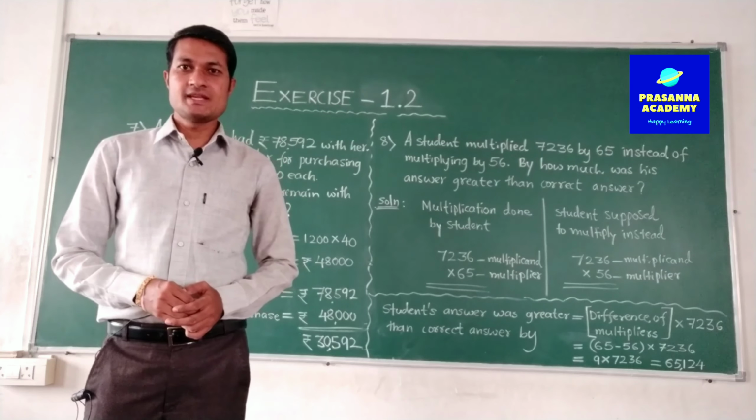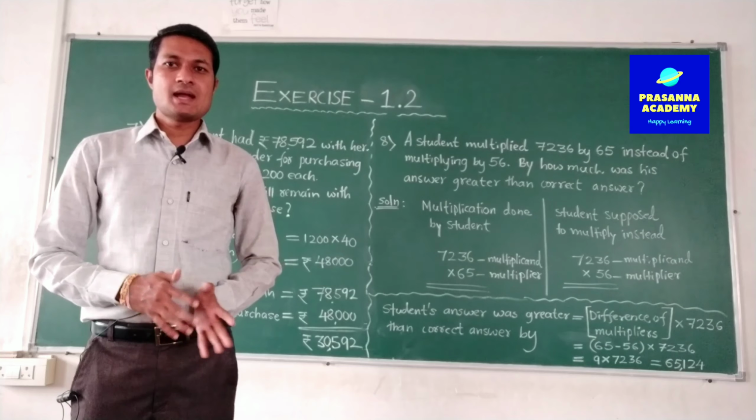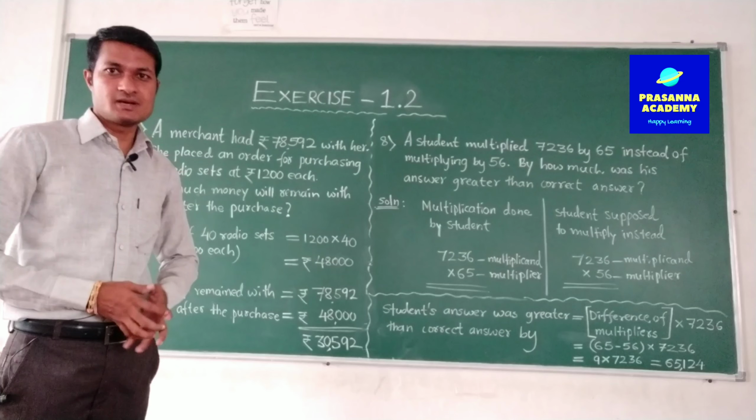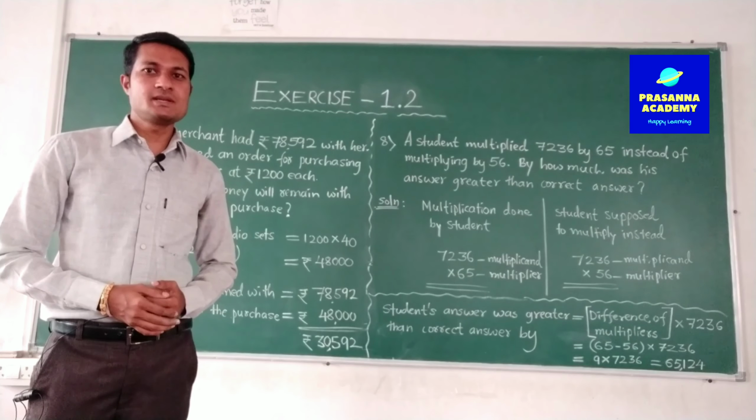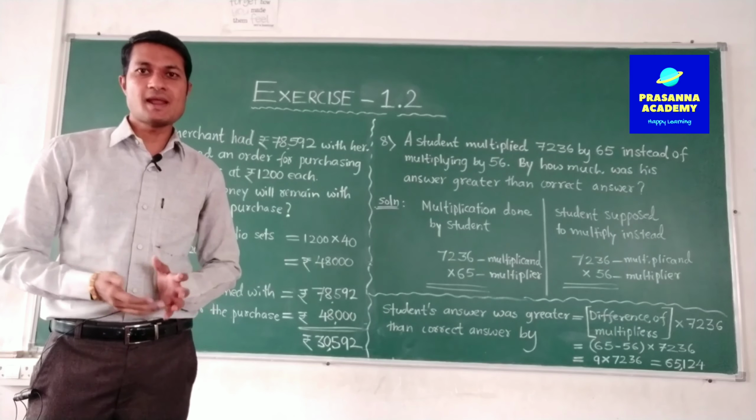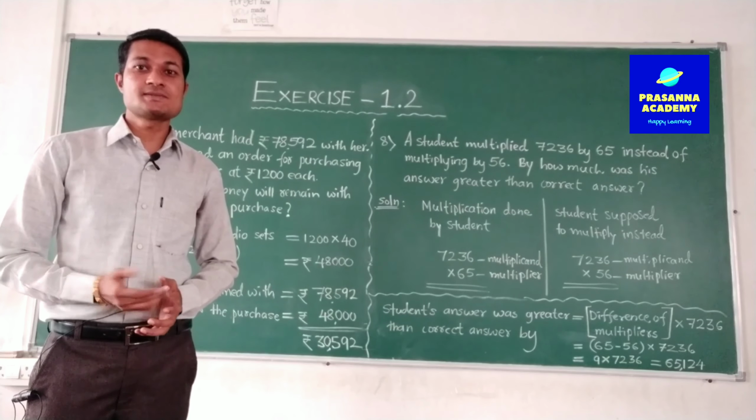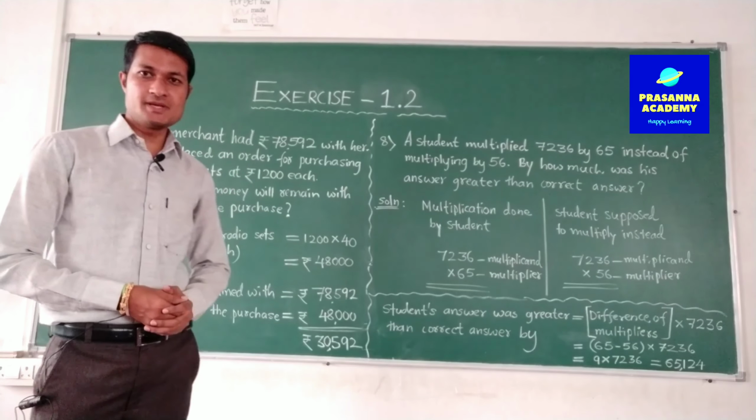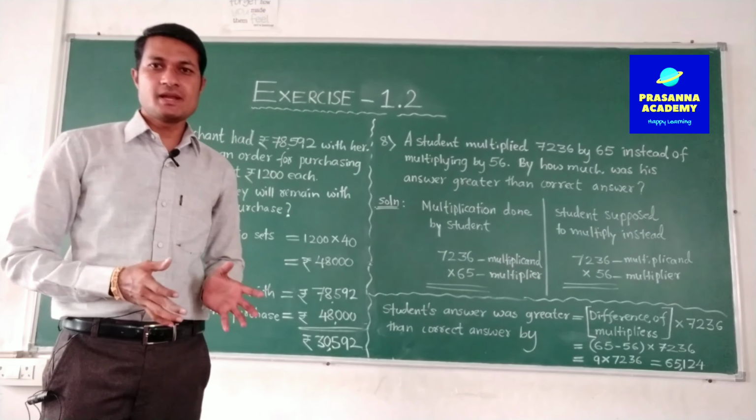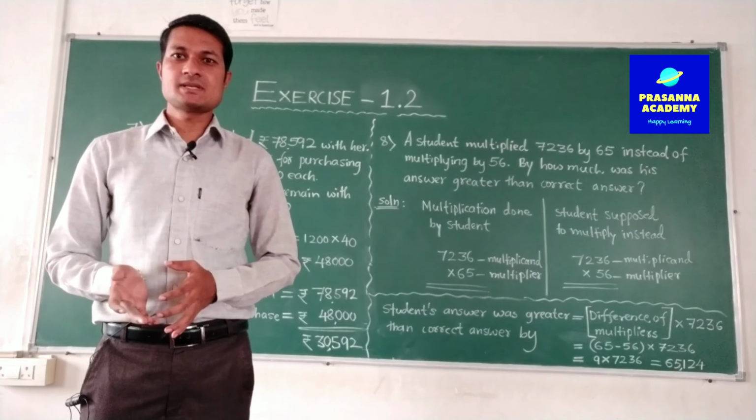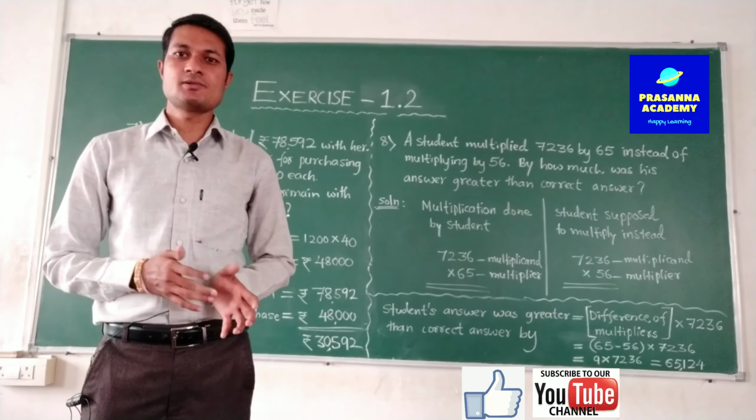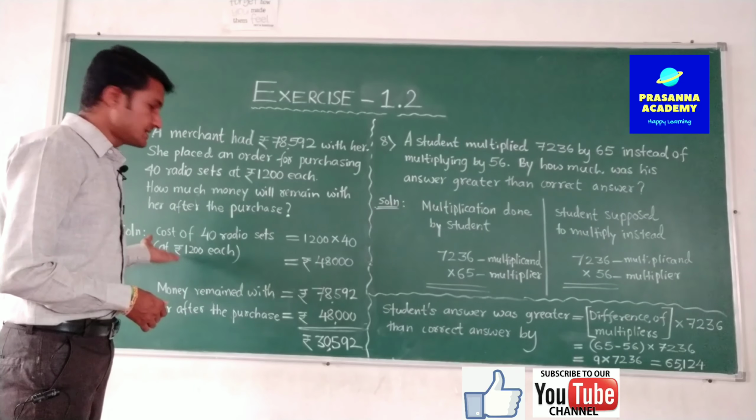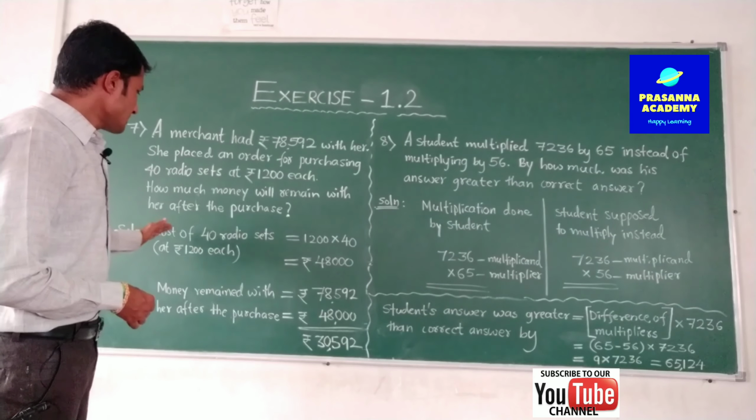So the question is very simple here. There is a merchant and she had 78,592 rupees with her, and she placed an order. Her plan is to buy 40 radio sets, and the cost of each radio set is 1,200 rupees. But the question is how much money she has remaining after purchasing those 40 radio sets. So let's begin to solve this. First we need to write the first sentence as the cost of 40 radio sets.